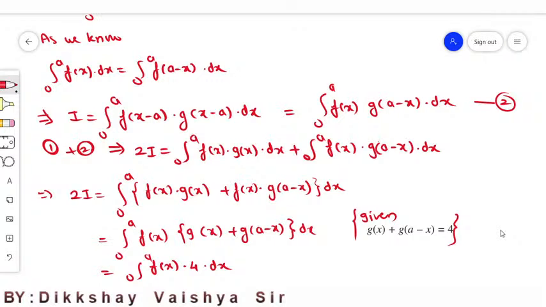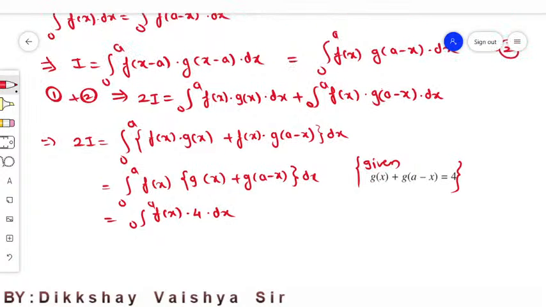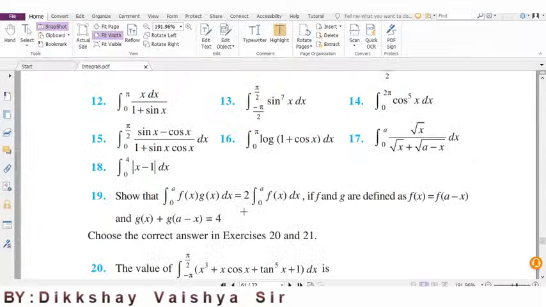So the step is now integral 0 to a f of x. That value is also given. Check that integral 0 to a f of x is also given in the question. Check this. The overall term value is twice the integral. ही जी काही व्हॅल्यू आहे ही आपल्याला शो करायची आहे. ठीक आहे, we have to show this.